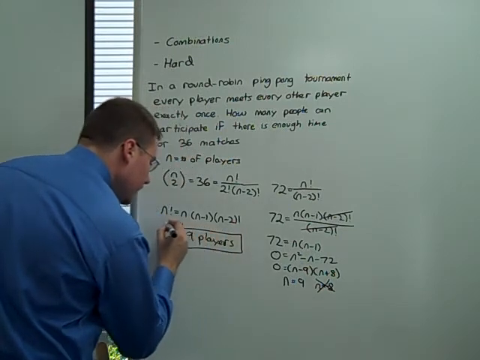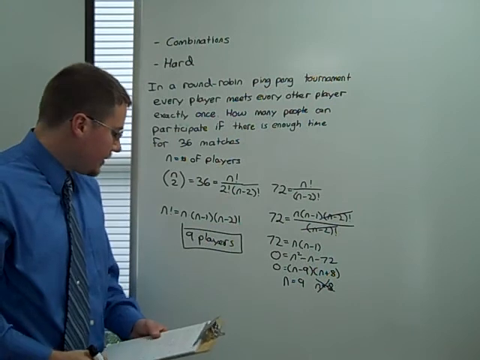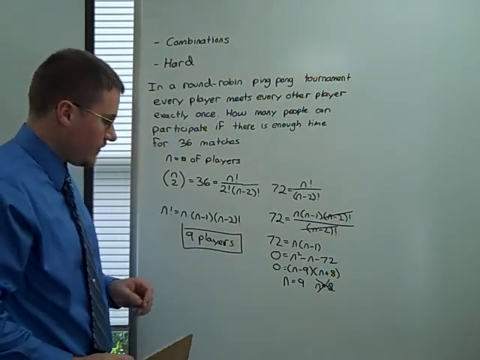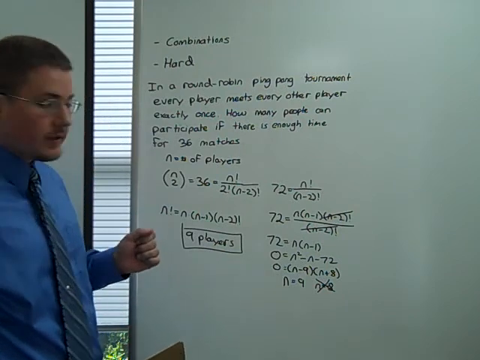And double check your answer. Plug into your calculator 9 choose 2. I guarantee you'll get 36. So there are 9 players for this round-robin tournament.